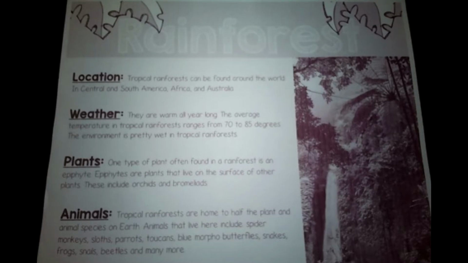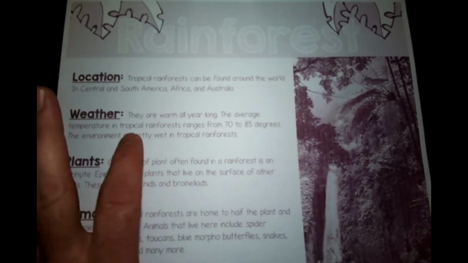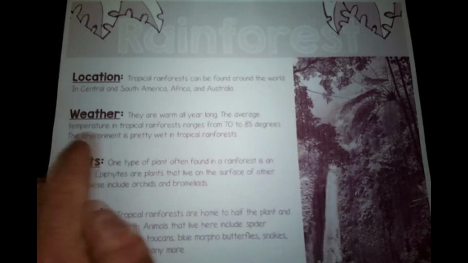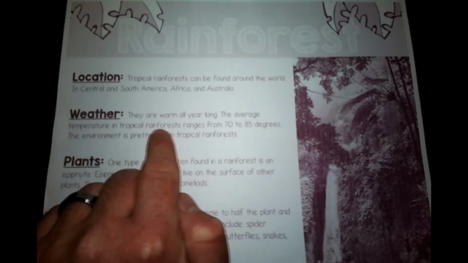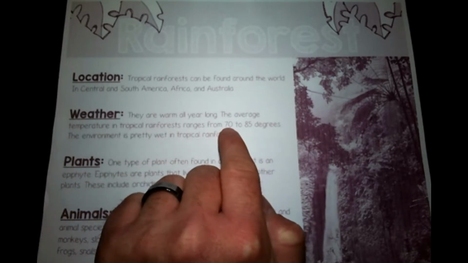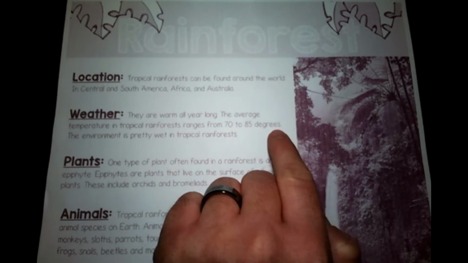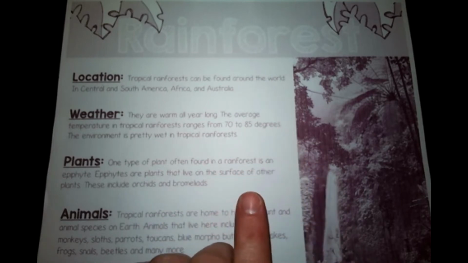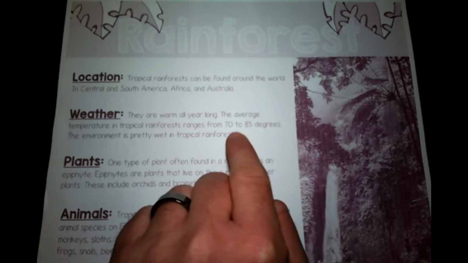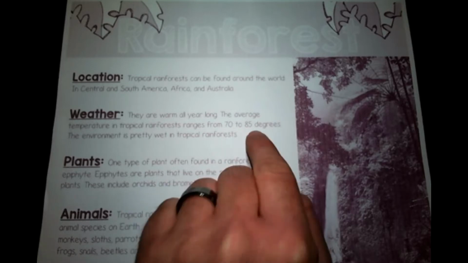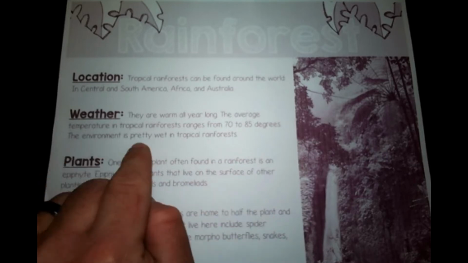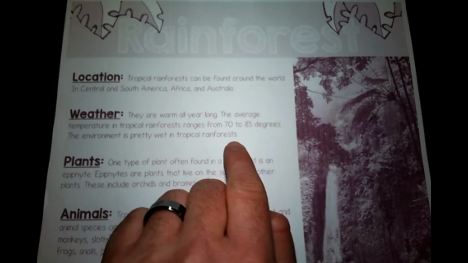Okay, let's look at weather. They are warm all year long. The average temperature in tropical rainforests ranges from 70 to 85 degrees. Now, if you guys remember with our thermostat and our thermometer in the classroom, the higher the number, the hotter it is. So these are some pretty hot numbers here if you're looking at it. It says the environment is also pretty wet in tropical rainforests.